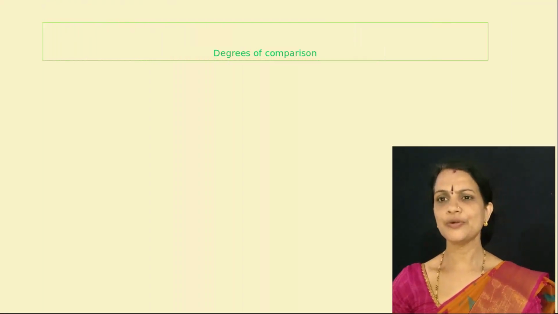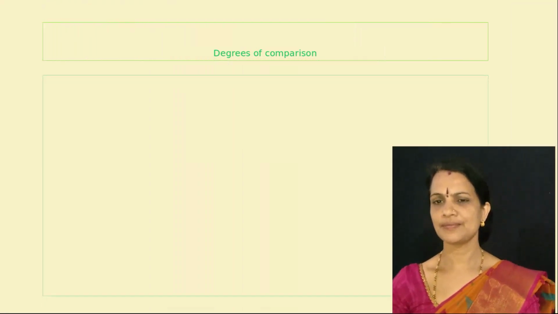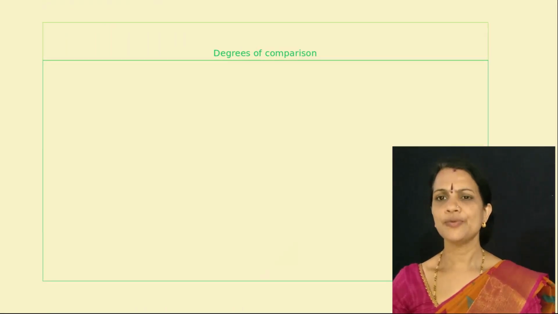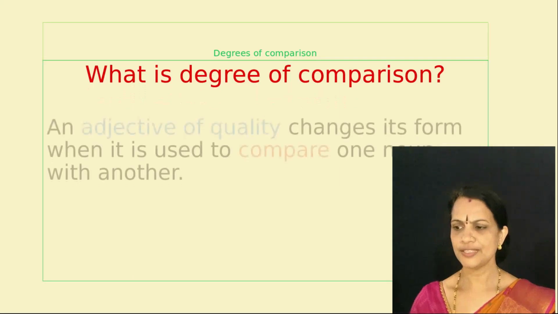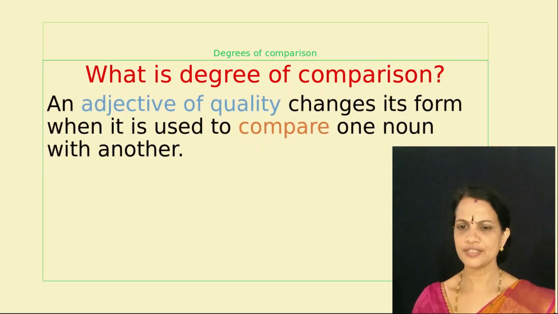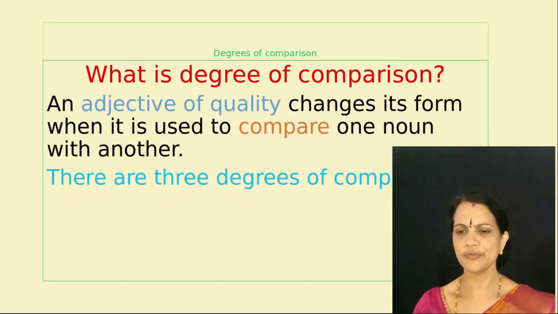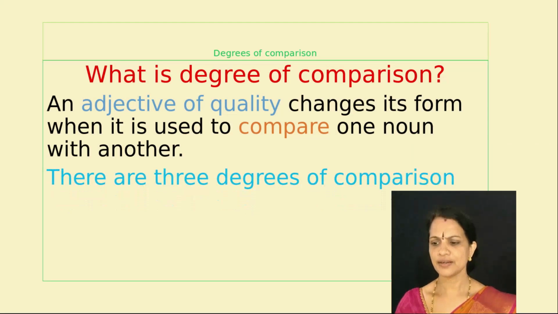Today, let's study about degrees of comparison. First, let's see what a degree of comparison is. An adjective of quality changes its form when it is used to compare one noun with another. There are 3 degrees of comparison.